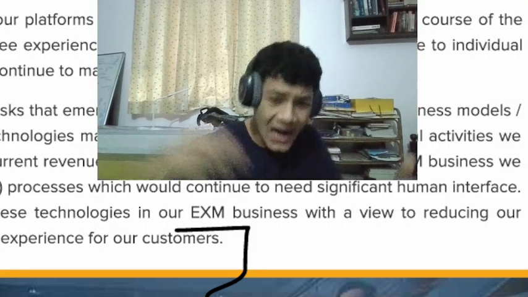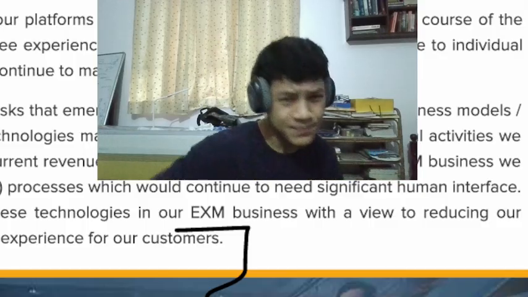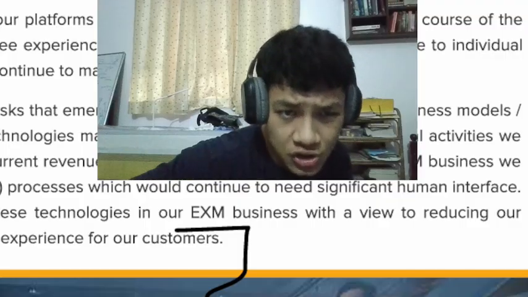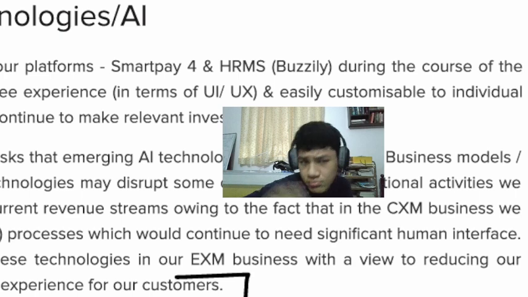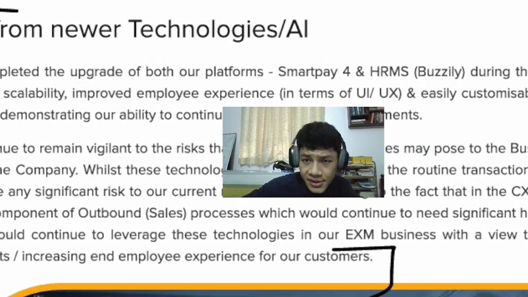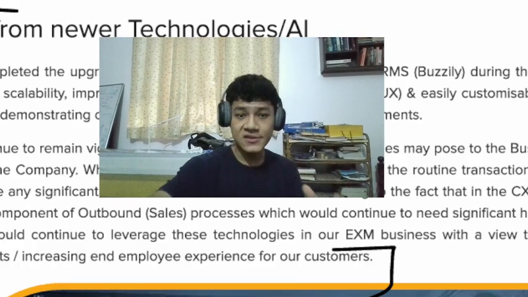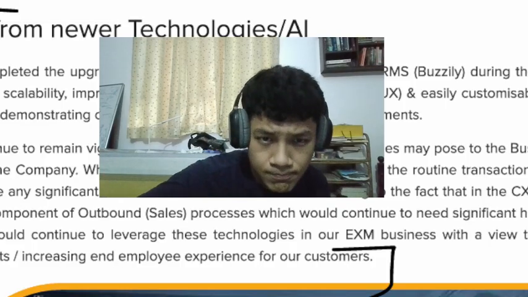So, regarding artificial intelligence, this was one of their small statements. Leveraging new technologies to reduce the cost. And this is good. SmartPay 4 and HRMS, the Buzzly platform, they're actually upgrading it, making it more relevant and competitive, which is nice. They're making investments into all this, and they're making sure that all their clients are moving to this new platform. They mentioned this before, I remember that.